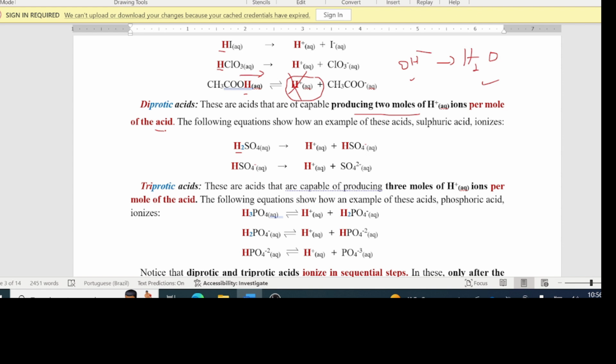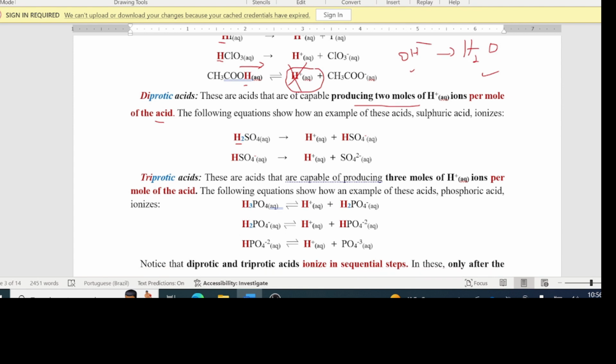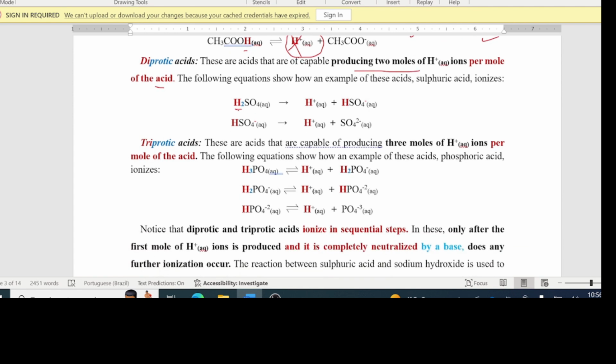One thing to know, however, is that these acids ionize sequentially. First of all, this H2SO4 ionizes to give 1 mole of hydrogen ion and 1 mole of hydrogen sulfate ions. Then this one will ionize further to give you another mole of hydrogen ion here, and then you get a mole of sulfate ion here. So note that, eventually you get 2 moles. But it ionizes in a sequential way, where the first mole is produced, then after that, if conditions are right, the other mole gets produced.